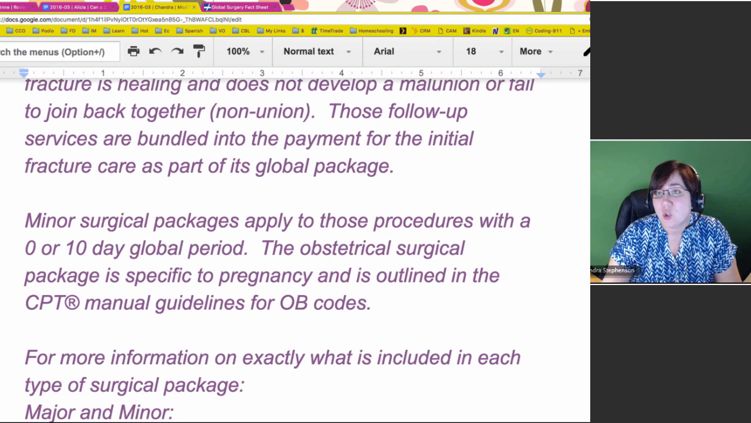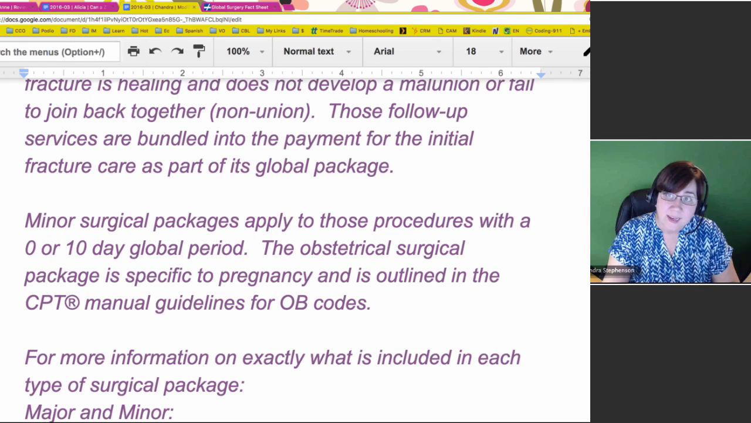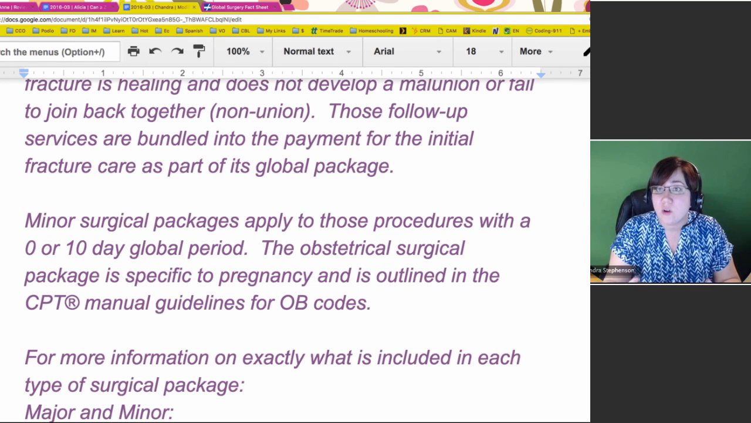But maybe you had to place sutures in a laceration. That's probably going to have a 10-day global period because that skin has to heal and you've got to see the patient back in 7 to 10 days to remove those sutures. That's all considered part of that surgical procedure of repairing the laceration.